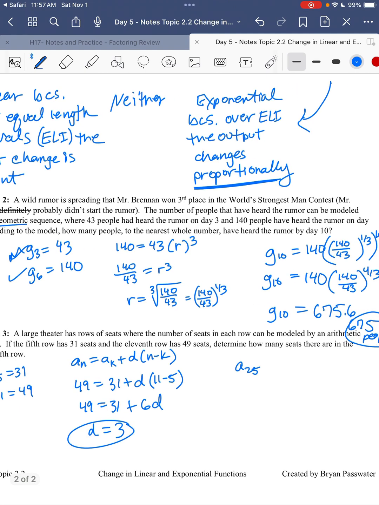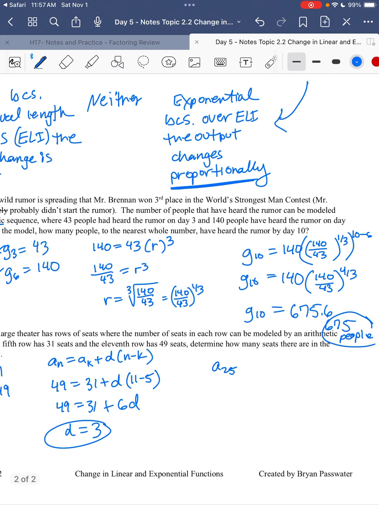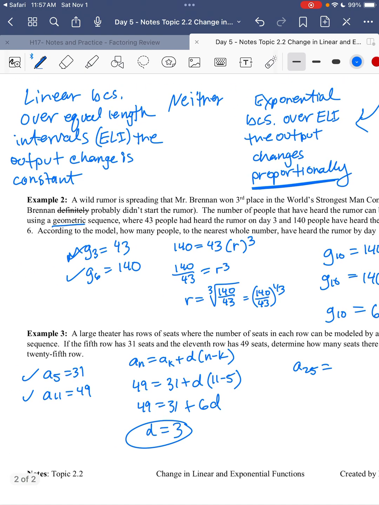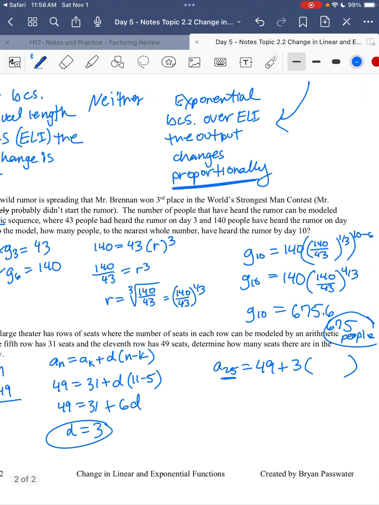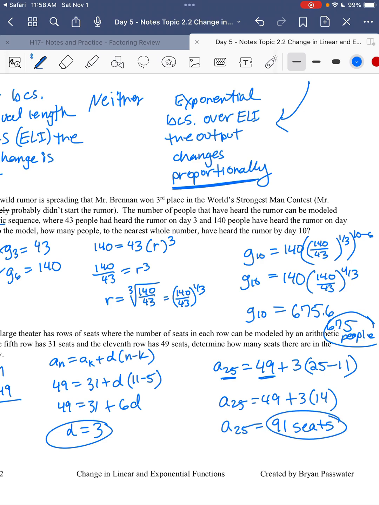All right, so then we don't really care about the formula. Nobody's asking me for the formula. I am just trying to figure out the 25th row. So I'm going to use this one right here. It's going to be 49 for my a_k, plus my d is now 3. And then this was the 25th minus the 11th, right? So 25 minus 11. All right, so a25 is 49 plus 3 times 14. Yeah. All right, so that comes out to 91 seats. Word problem, label your answers. So the 25th row has 91 seats.